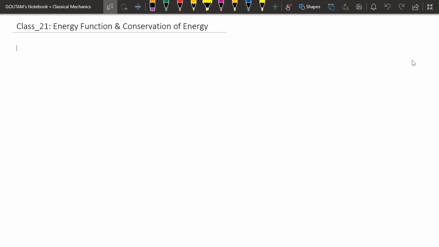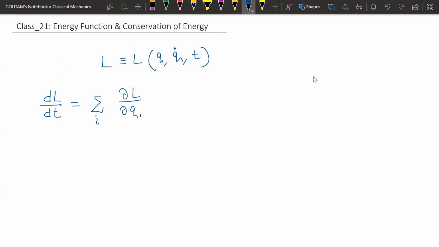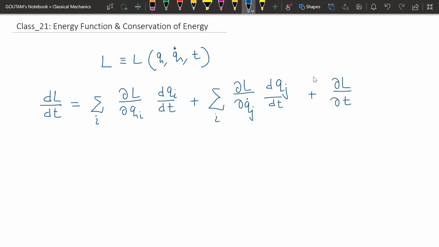In this class, we will talk about the energy function and the conservation of energy. So let's say we have a Lagrangian L, which is a function of q, which is the generalized coordinate, q dot, and t. So in that case, dL/dt will be the sum over i of ∂L/∂qi times dqi/dt, plus the sum over i of ∂L/∂q̇i times dq̇i/dt, plus ∂L/∂t.